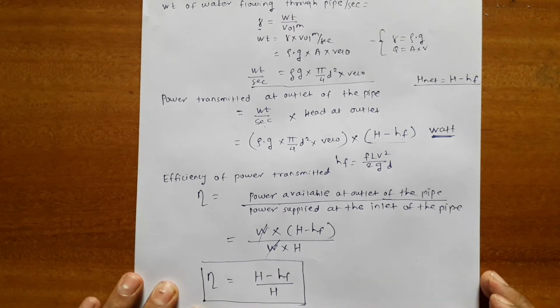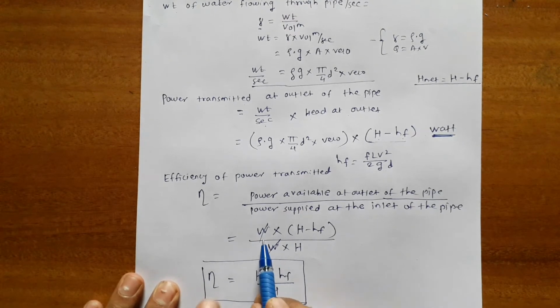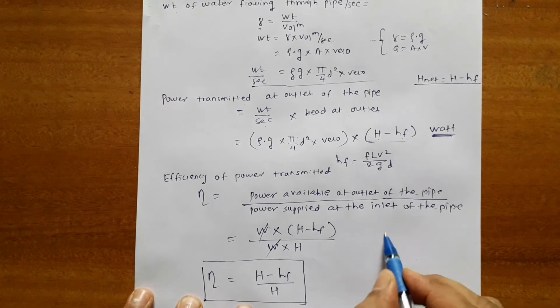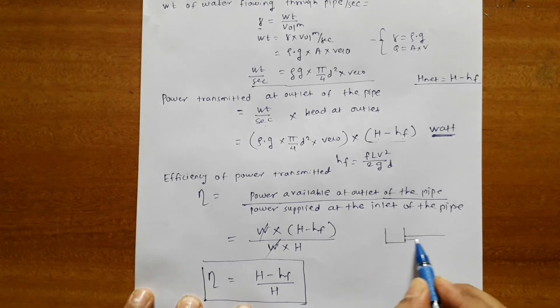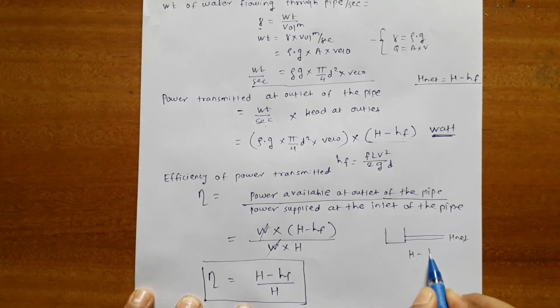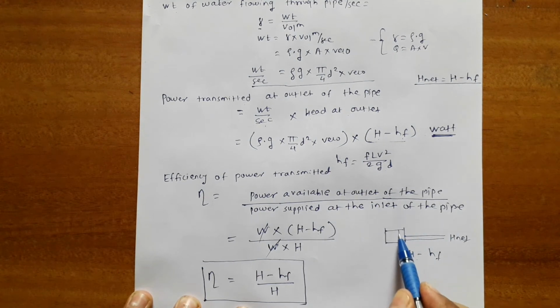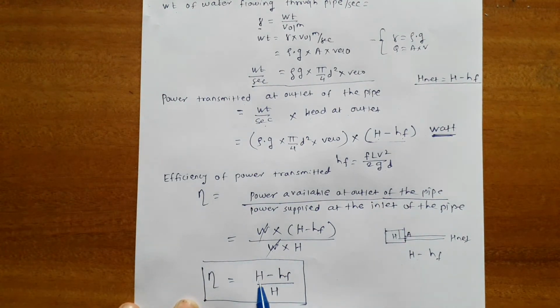The power available at the outlet of the pipe is W, the weight of water flowing through the pipe per second, into the head available at the outlet B. That head is H net, which is H minus HF. The power supplied at the inlet, the head available at the entry A, is W into H, where H is the head. So the efficiency is H minus HF divided by H.